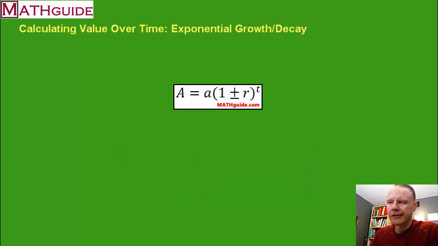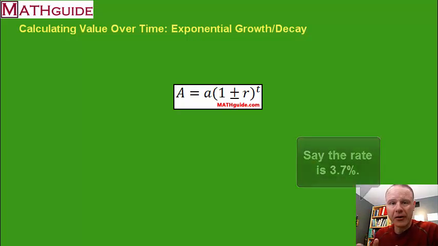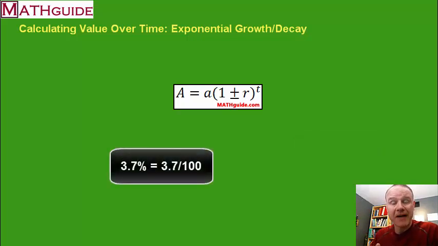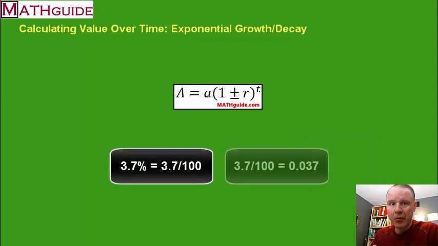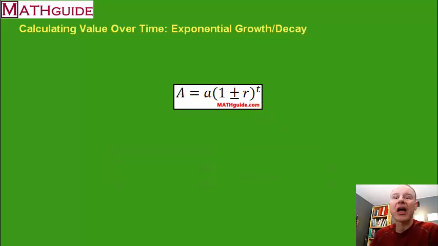Also, if you're given, let's say, a rate of 3.7%, remember, percent means out of 100, so that would be 3.7 divided by 100, which is 0.037. And you would use that decimal value when you plug it inside the formula for R. Okay? It's a lot of talk. Let me show you how this formula is used by looking at a couple specific examples.